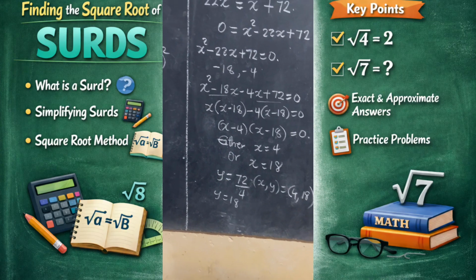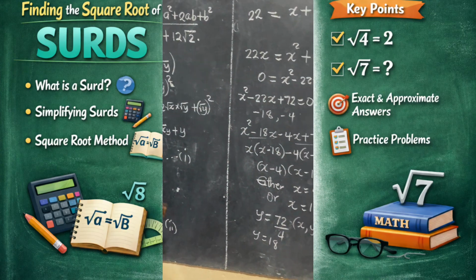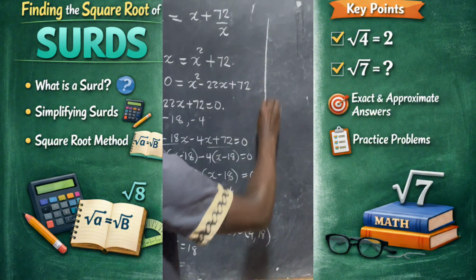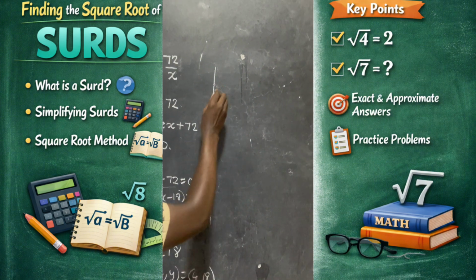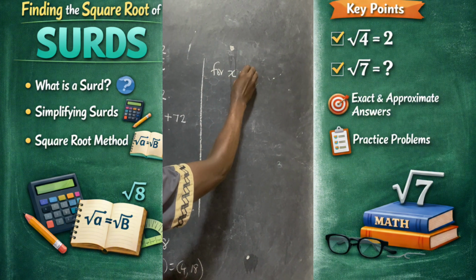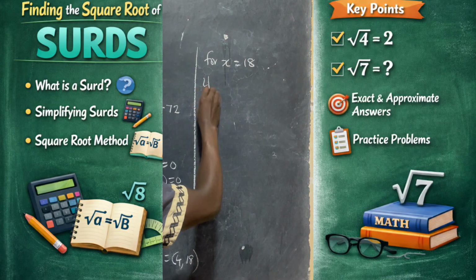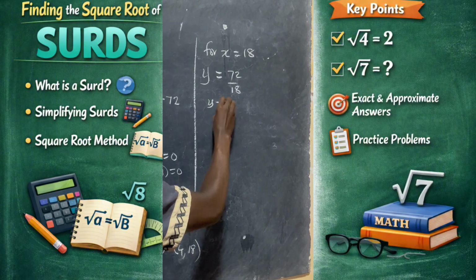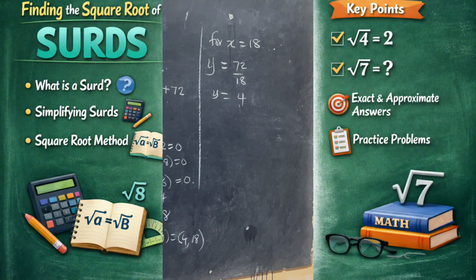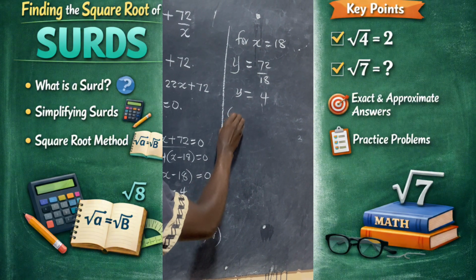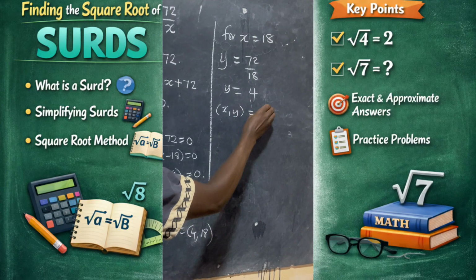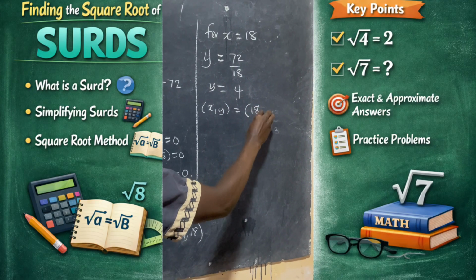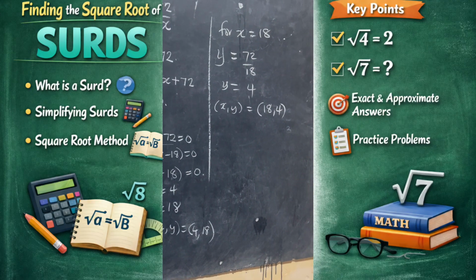That is the square root of our surd. Then, for the other, if x is 18, we said that y is equal to 72 over 18, which means our y value is going to be 4. So meaning that also x, y is equal to 18, 4. Now, how do we conclude?